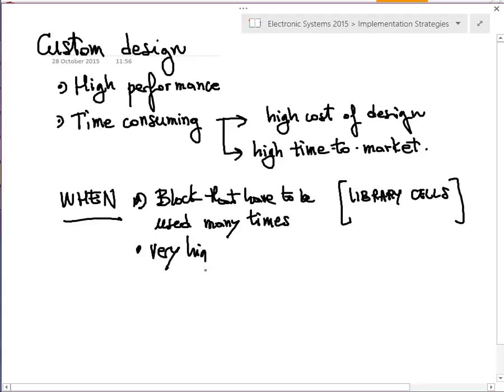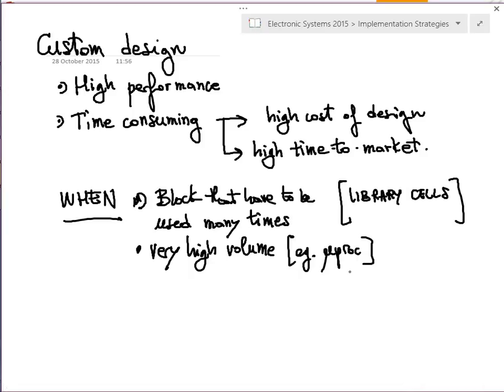Very high volume. This, actually, I must say, the typical type of chip that has a very high volume is a microprocessor. Okay, I would say that in practice, this is not doable anymore. This was doable for simpler microprocessors, but for the most modern microprocessors, it's undoable. One cannot go with a custom design.